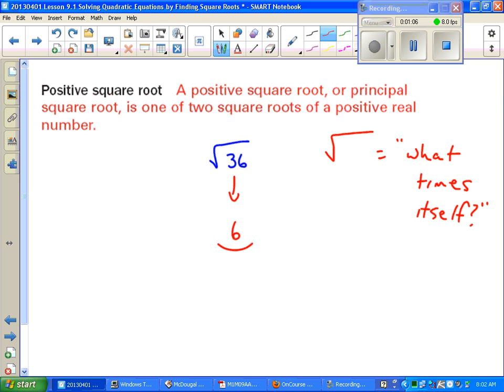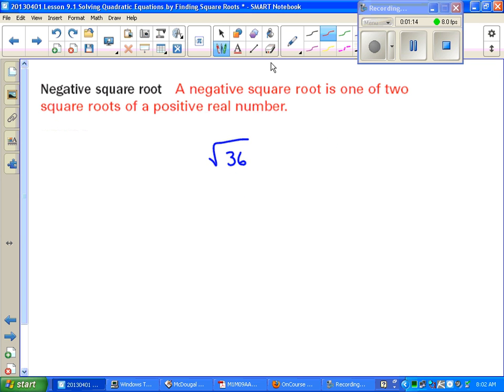Notice the answer is not square root of 6. It's just 6. This is the positive one. Again, this is the principal one, the one people think of. The other one is the negative square root. If you look at the negative square root of 36, again, that symbol means what times itself. If you multiply negative 6 times negative 6, you also get positive 36. So the number negative 6 would be your negative square root.